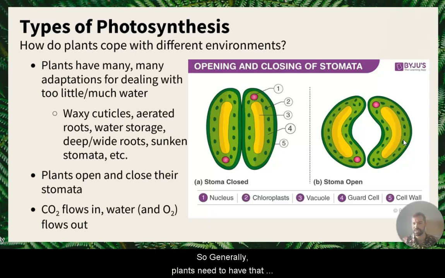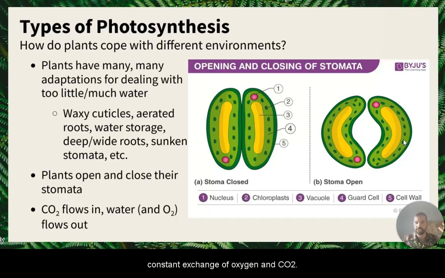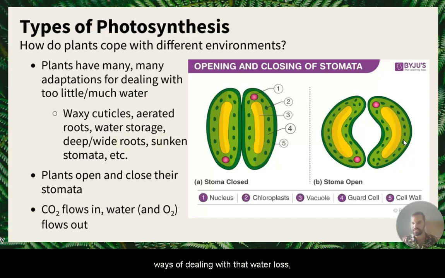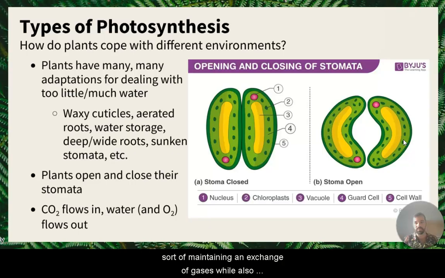So generally, plants need to have that constant exchange of oxygen and CO2. They need to be bringing in CO2 and they need to be releasing oxygen. The problem is when they're doing that, water is also always being lost. And plants have a lot of different ways of dealing with that water loss, maintaining an exchange of gases while also not losing too much of the water in the process.